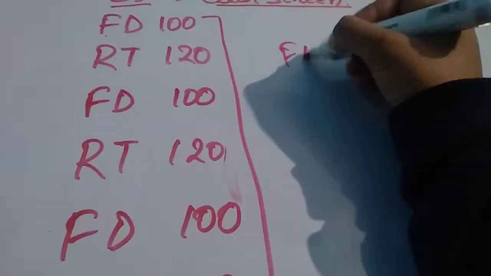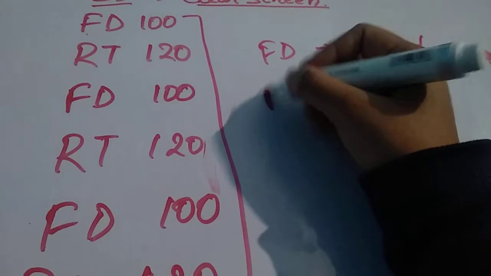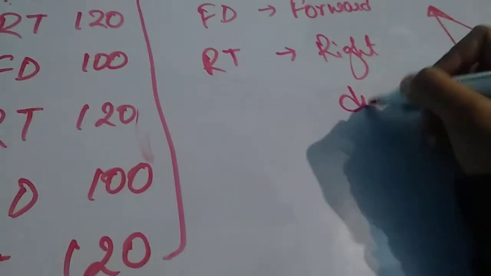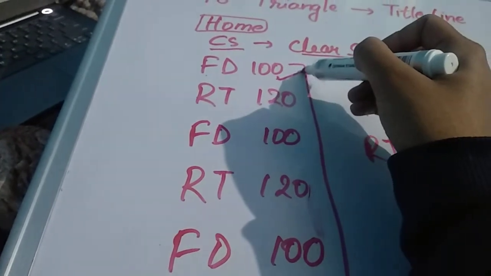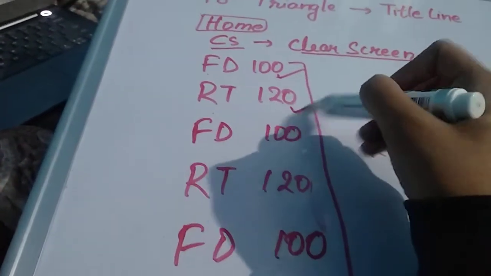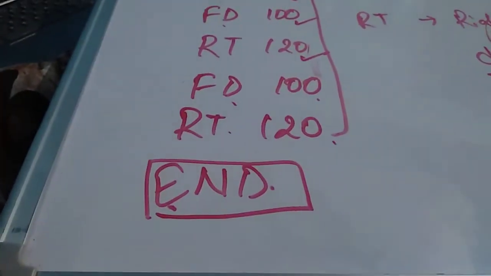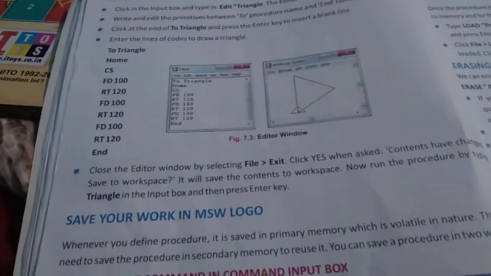FD is for forward, to move in the forward direction. RT is to move the turtle in the right direction. Okay, so forward 100, FD 100, RT 120, again FD 100, RT 120, FD 100 and RT 120, and that is the end. Okay, so this is how we create a procedure in Logo.